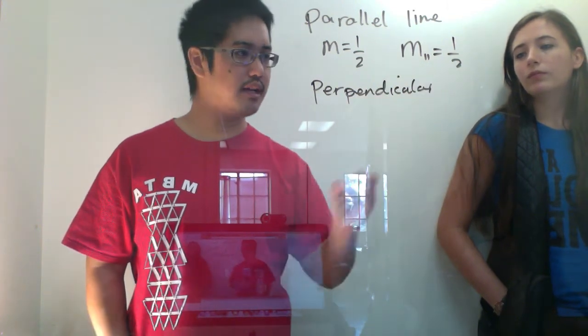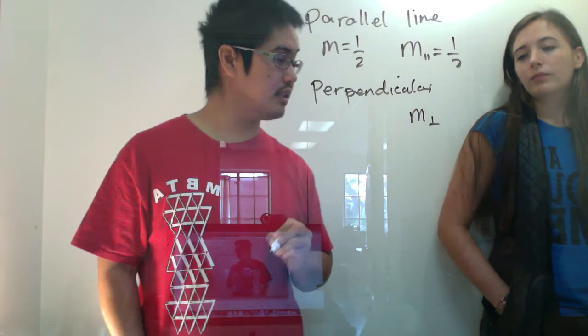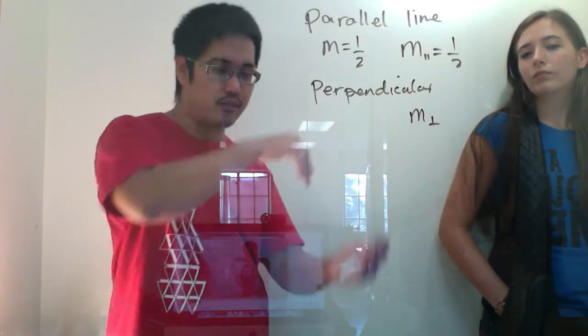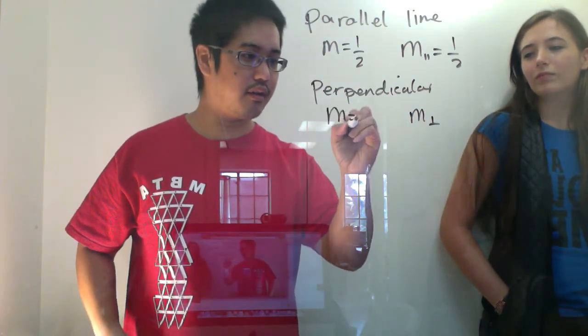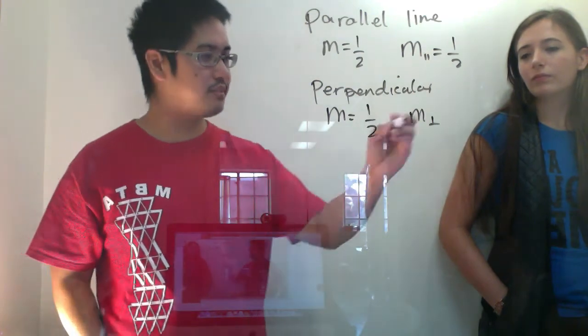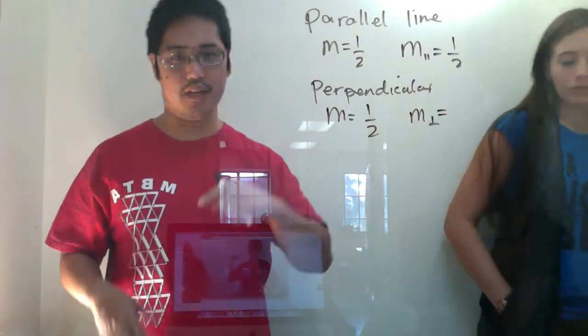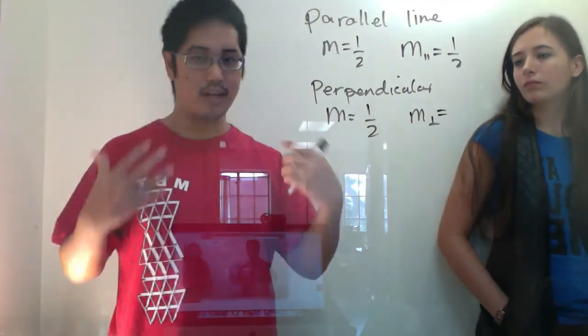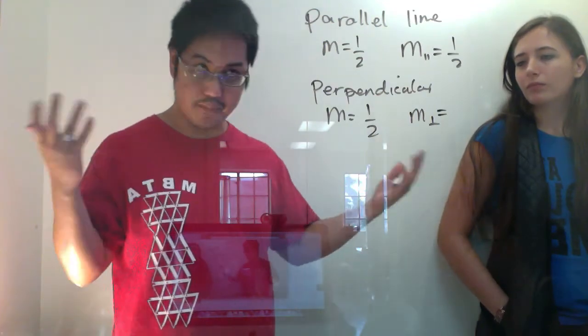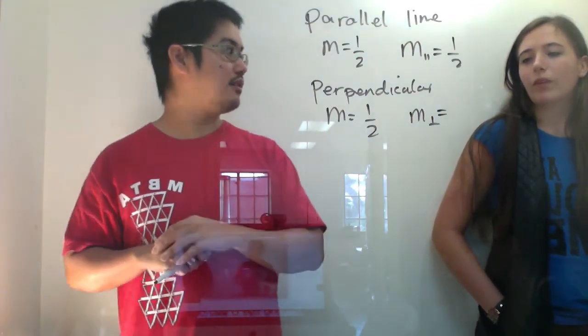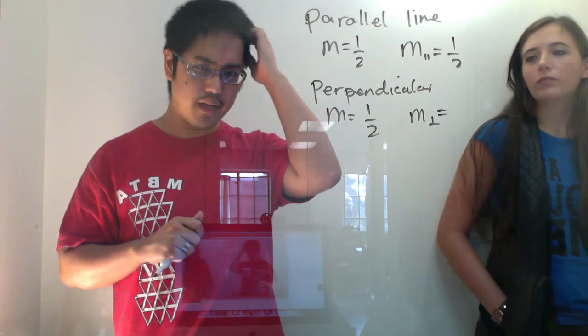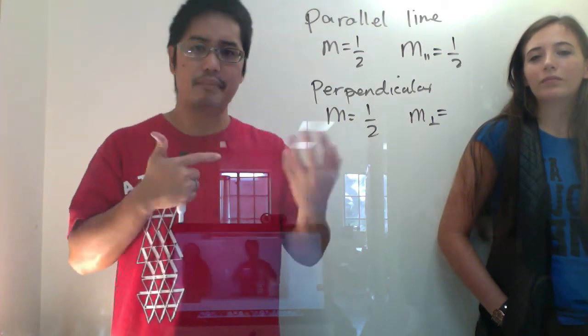I also talked about perpendicular lines. I'm going to symbolize that with an M with a little upside down T, which basically means they cross at right angles. And I'll have my regular M. If my M is 1/2, what is my perpendicular slope? This is open to anyone. Coco, I'm not going to put the pressure on you, but if you know the answer, please, by all means, chime in. Do you guys remember how to get the perpendicular slope?